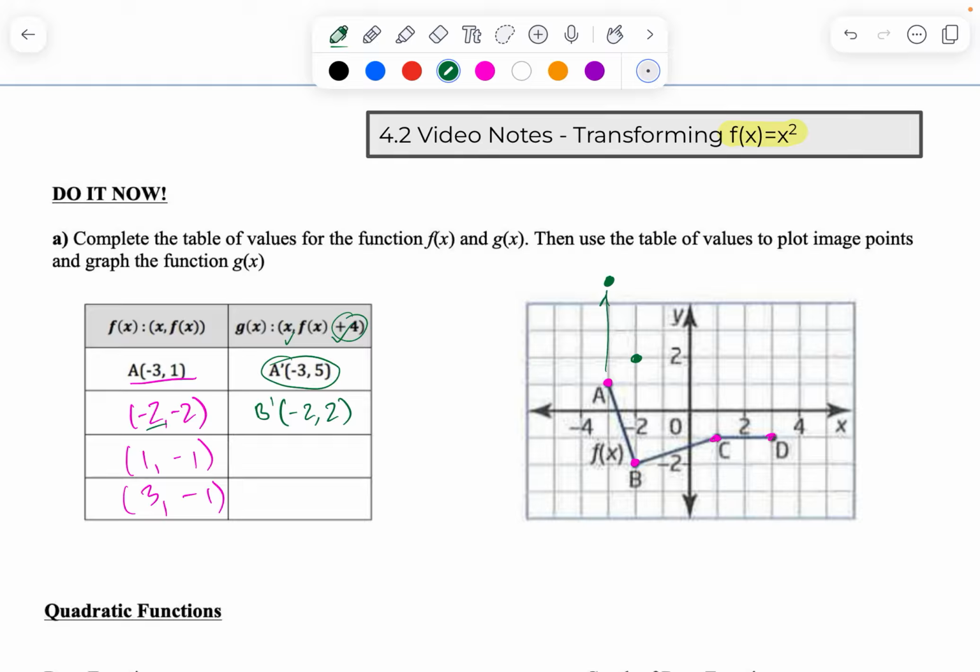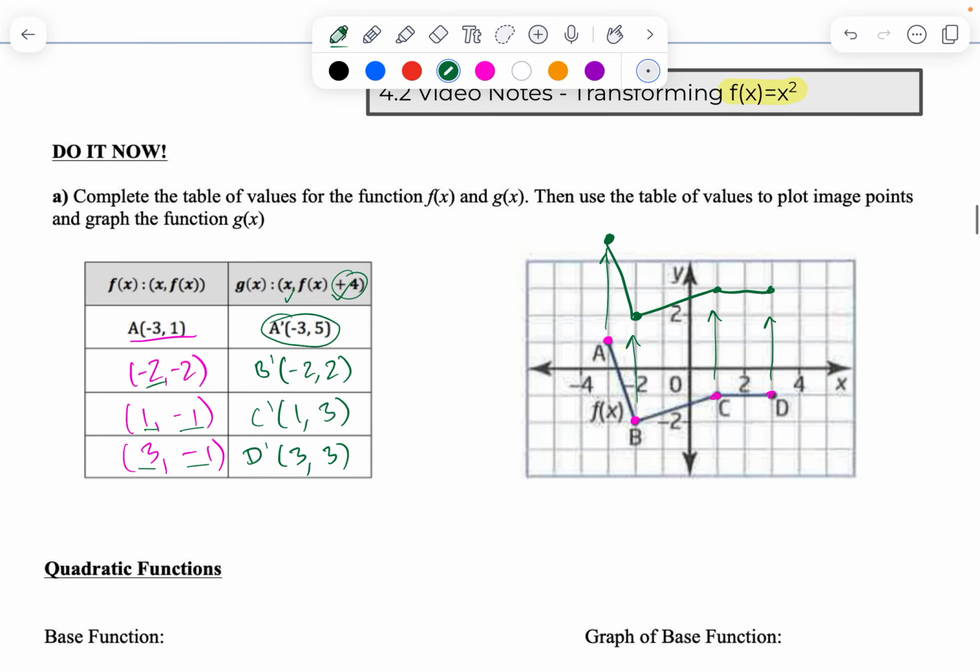So see how this has gone up by 4, this has gone up by 4? For C prime, x is going to stay the same, and then -1 plus 4 is 3. So 1, 3. See how it's gone up by 4? And then D prime, x is going to stay the same, y, we're going to add 4, so -1 plus 4 is 3 again. So 3, 3, gone up by 4. So that's an example of just translating a function up by 4, okay?